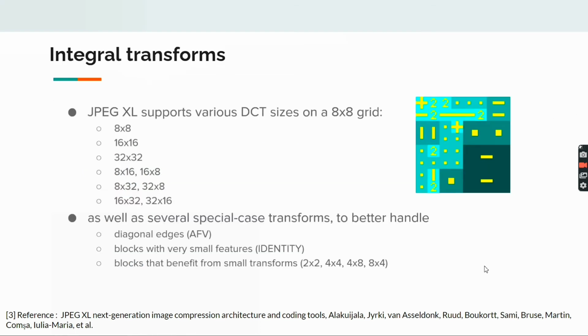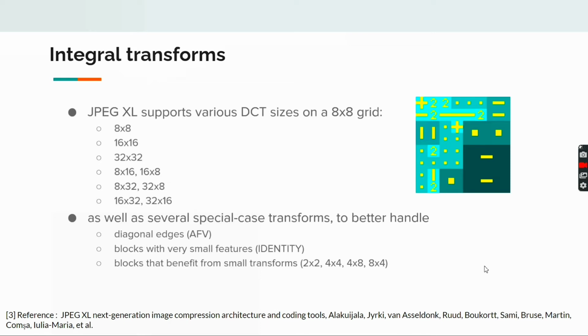So integral transforms are used in JPEG XL. As we remember, in JPEG we used an 8x8 grid for DCT, and the DCT size was also 8x8. Here the grid size is 8x8, but the DCT size is flexible. Therefore, it is called the variable DCT method. And here the variable sizes which can be used are 8x8, 16x16, 32x32, and it also comes in rectangular sizes, for example, 8x16, 32x8, and so on.